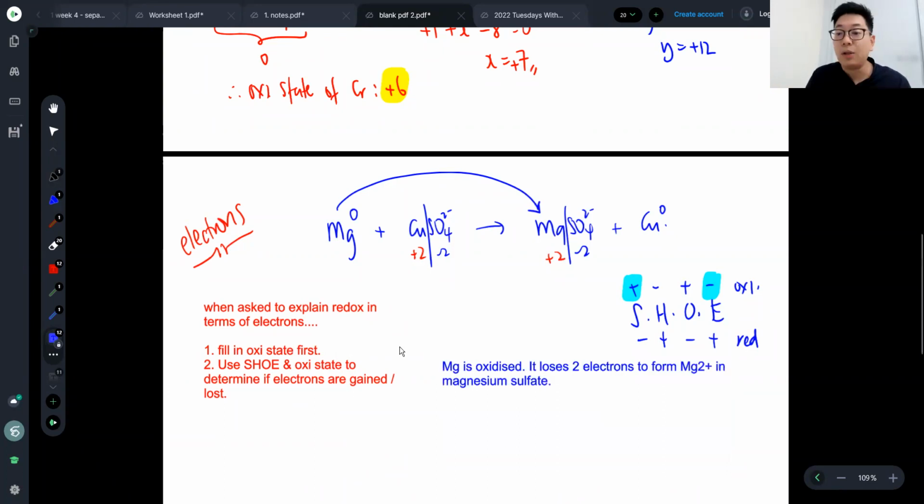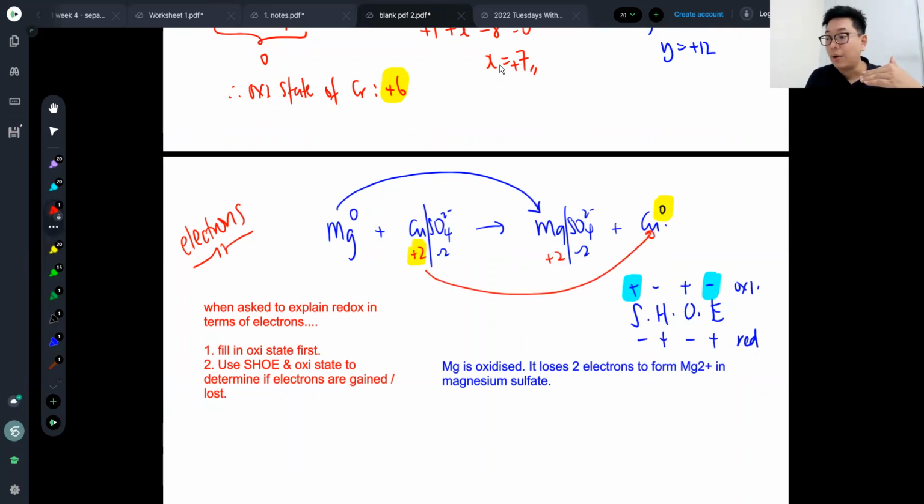Once again, let me repeat what I just did. I'm going to use yellow color highlighter. This is +2. This is 0. So from +2 to 0, what happens is that the oxidation state decreases. If oxidation state decreases, once again, green color highlighter, it must have gained electrons. Never mind, I'm not too sure. You just write something, gain electrons, okay?